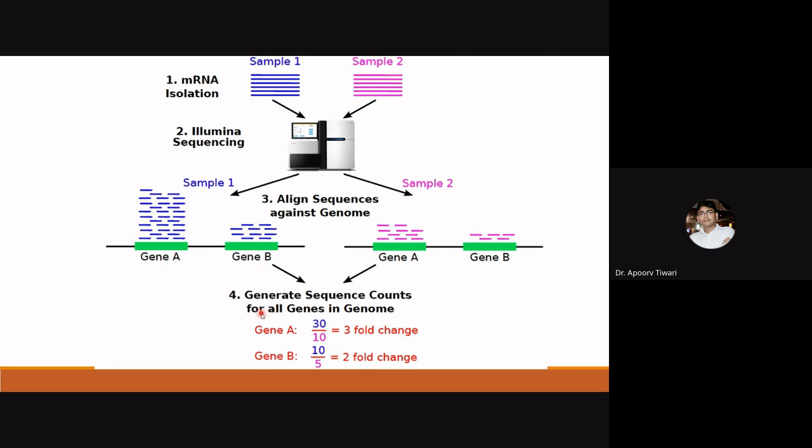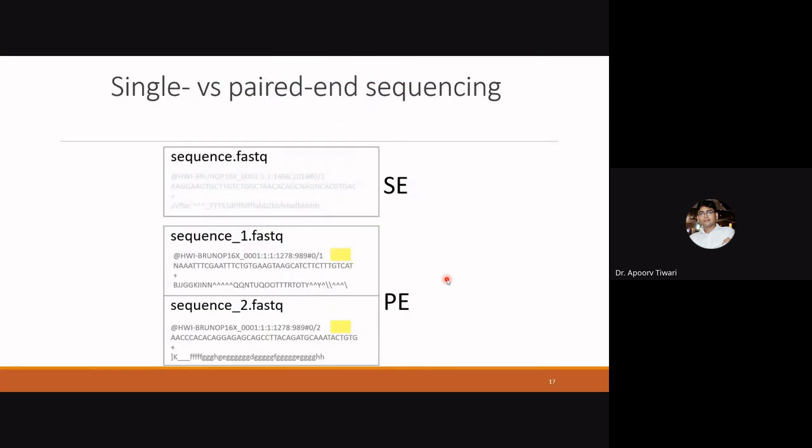If we calculate the differential, we find that gene A in sample 1 has 30 by 10, which is equal to a threefold increase. So the expression of gene A in sample 1 has a threefold increase compared to sample 2. In a similar way, gene B is expressed with a twofold change compared to sample 2.